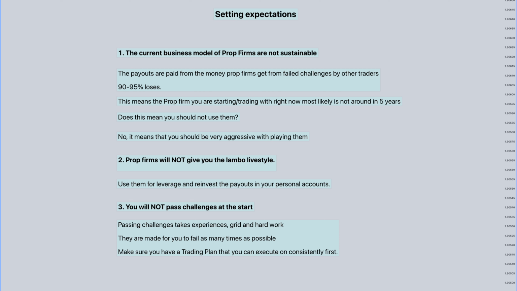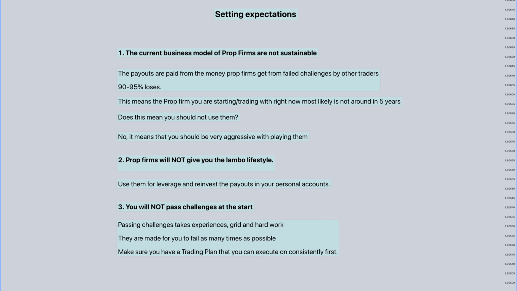Here comes a limiting belief you need to tackle for yourself. Does this mean you should not use them? I would say no, but it means you should be very aggressive at playing them because maybe they are not around in 6 to 12 months from now. And when a prop firm goes bankrupt, don't be sad about that. Don't be angry about that. You knew that. So get the challenge, pass them, get some payouts, but know that on any single day that prop firm can be gone and you should be able to switch over to another one. That's why it may be good to use multiple prop firms, get funded on multiple ones, so you can weather the storm when some of them go bankrupt.